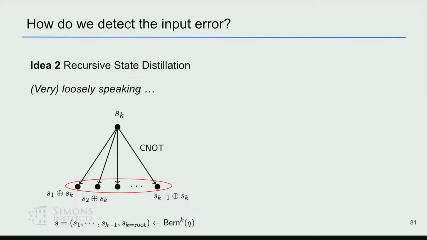In particular, because S1 through Sk minus 1 are biased towards 0, their majority recovers the root bit. Keep in mind that we're only doing this in post-processing. We're not doing this in a quantum circuit.